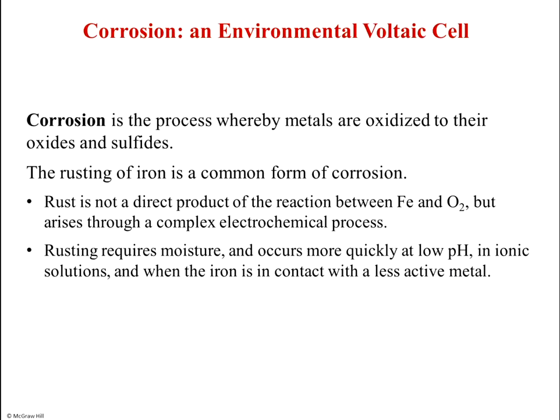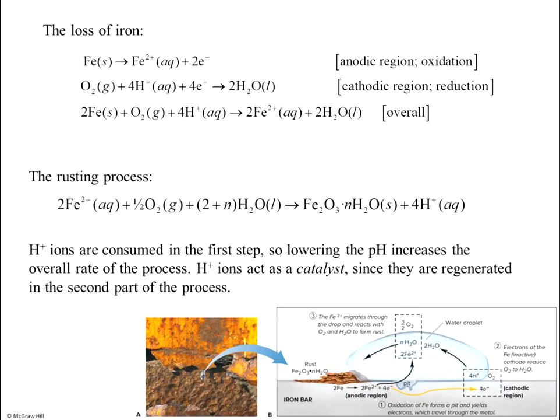So the rusting reaction requires water, moisture, and it happens faster when there's protons around at lower pH, when there's ionic aqueous solutions around like salt water that can help carry charge, and when oxygen is in contact as well. So you need typically water and oxygen, and it's facilitated by ionic solutions at low pH. The process can be seen as follows.